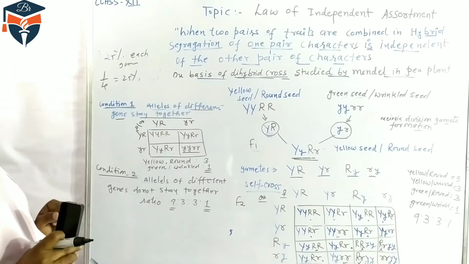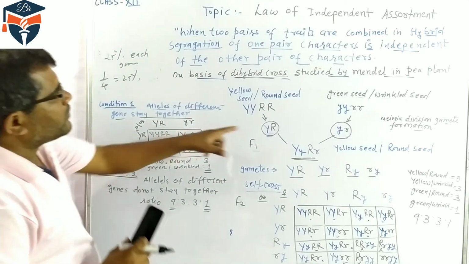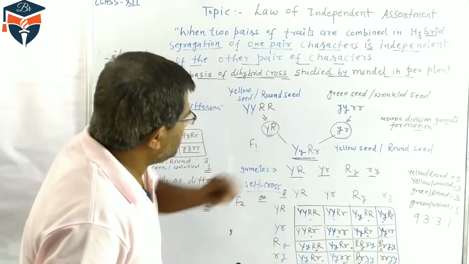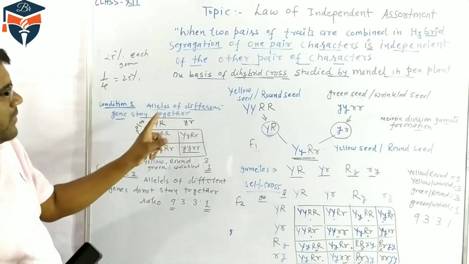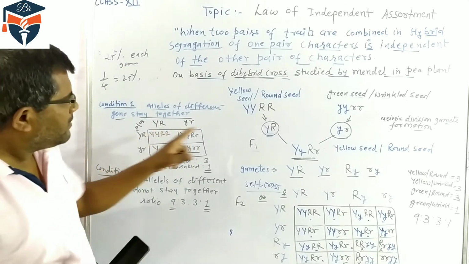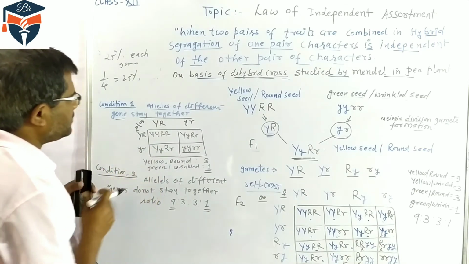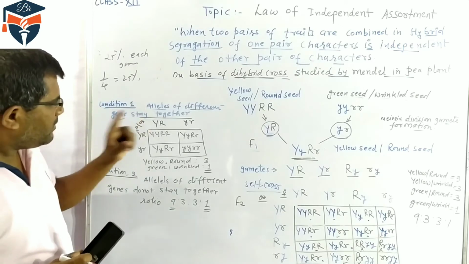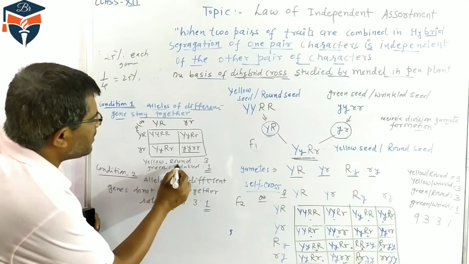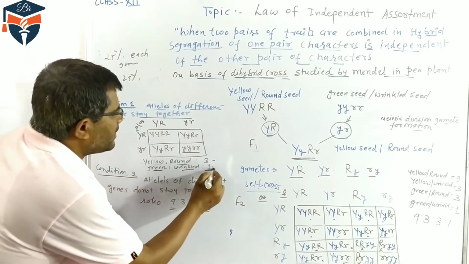So in such a condition what happens? If these alleles remain together, what happens? Capital Y, capital R and small y, small r. This one is a gamete of male, and for the gamete of female I have taken capital Y, capital R and small y. So in such cases, condition 1, alleles of different genes stay together. Here what are we getting? Yellow and round we are getting the 3, and green and wrinkle we are getting the 1.